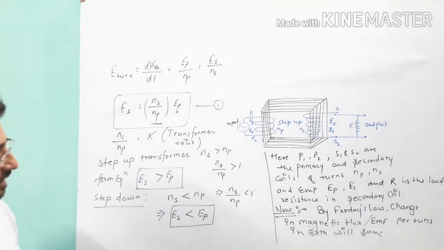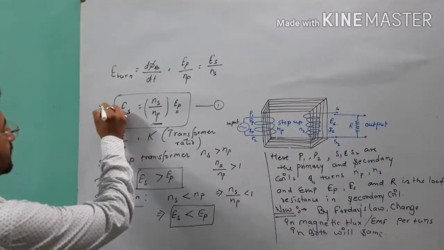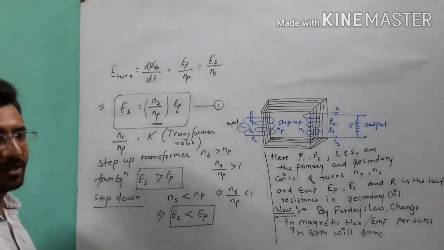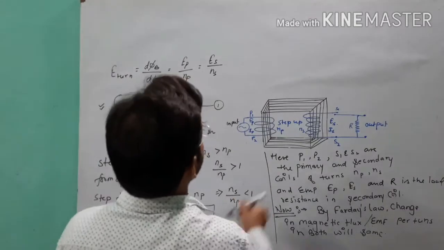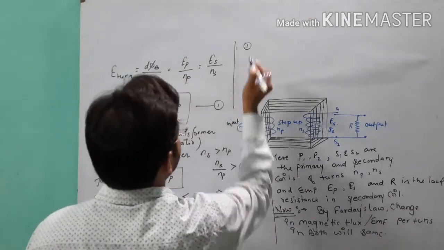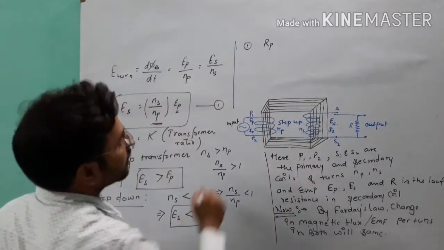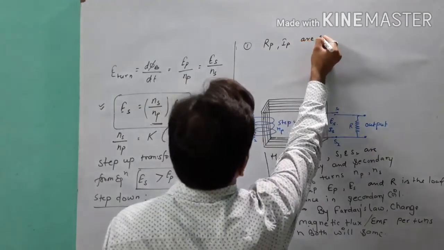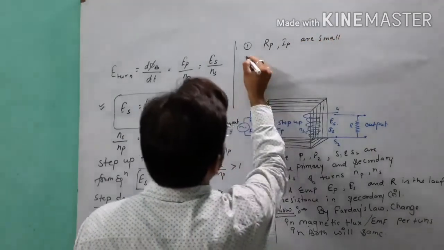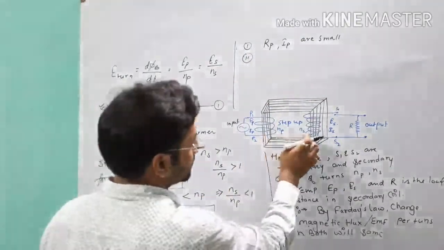Now after that, here are some conditions for the transformer: equation 1 will be satisfied if it obeys some postulates or conditions. First condition: the resistance in the primary coil Rp and the current in the primary coil are both small. Second, there should be no leakage in flux, means magnetic flux should not leak.